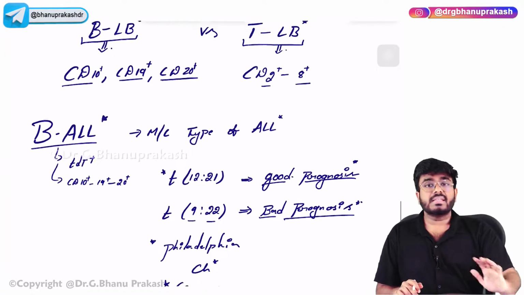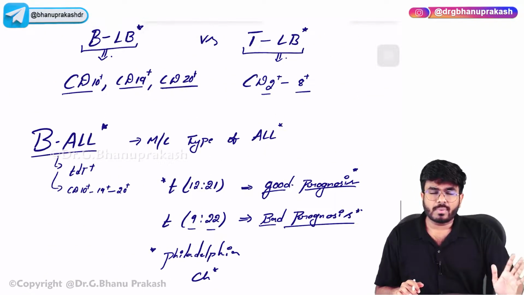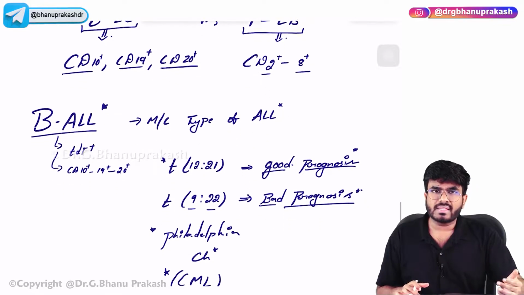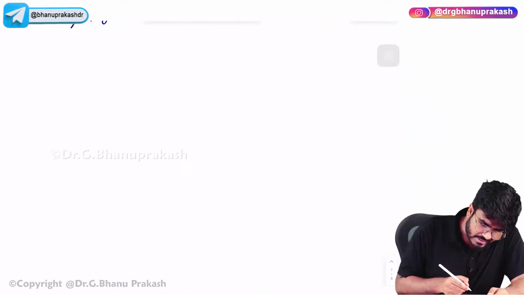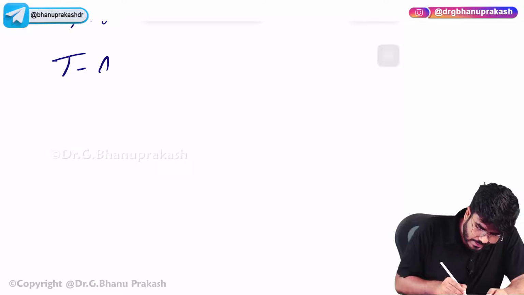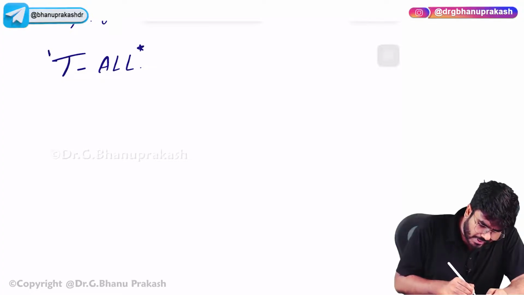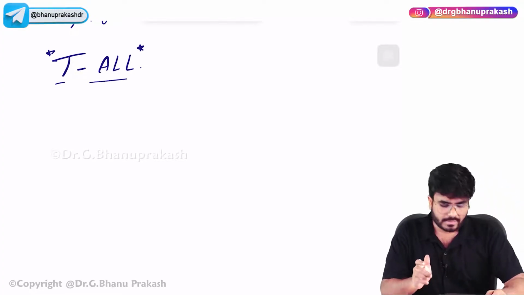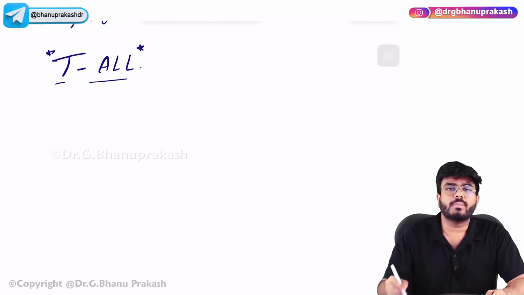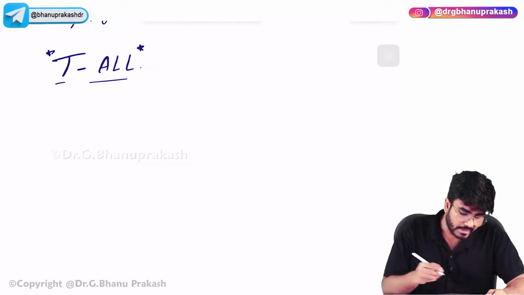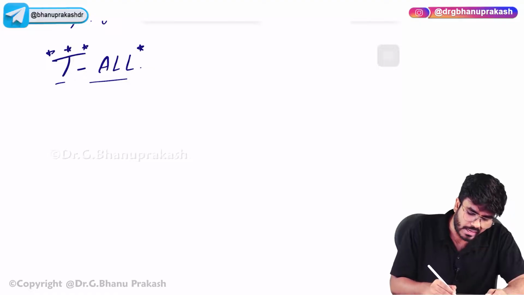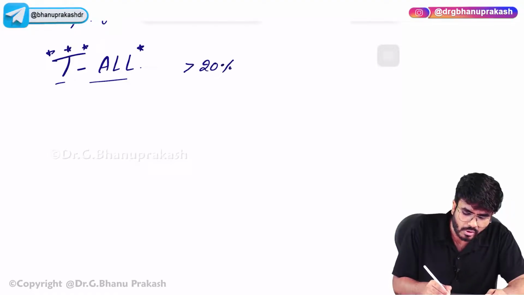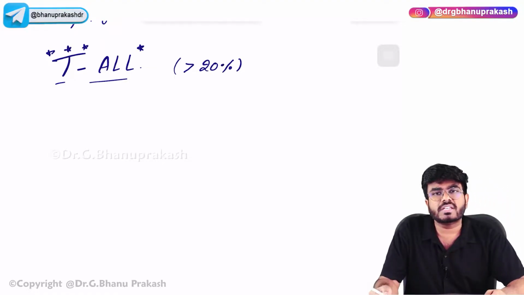Now B-ALL is completed. The first type of acute lymphoblastic leukemia, that is B-ALL, is completed. Now let's discuss T-ALL. Tell me, what exactly is T-ALL? ALL, acute lymphoblastic leukemia. Which lymphoblast, sir? It's a T lymphoblast. These T lymphoblasts are accumulating inside the bone marrow at more than how much percent? More than 20% in the bone marrow.